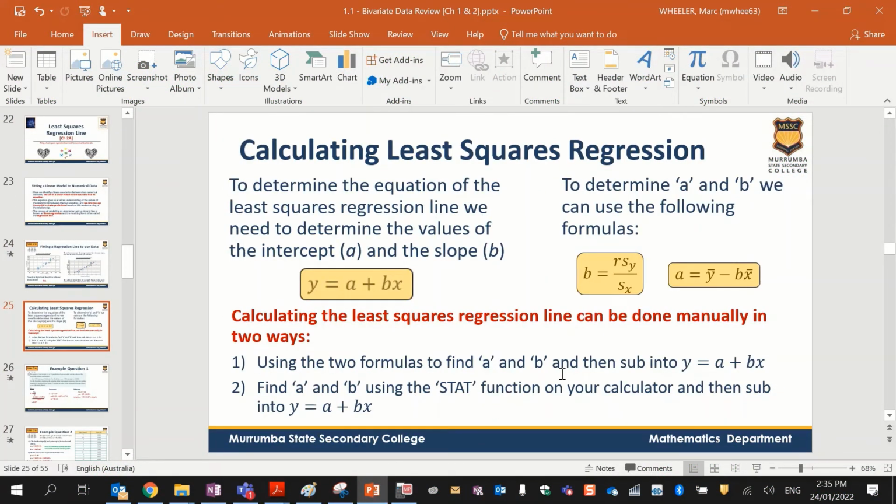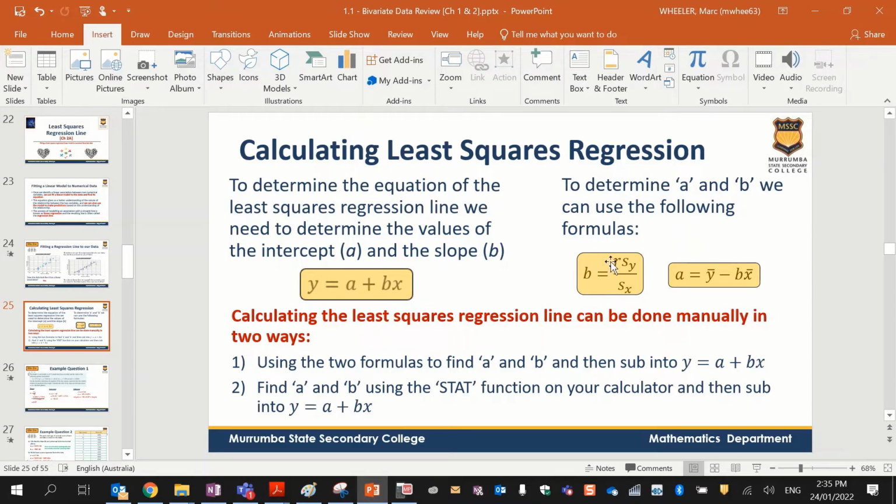To calculate the least squares regression, to determine the equation of that line, which is the name of that line, you need to be able to determine the values of the intercept a and the slope, which is b. So this is the formula, y equals a plus bx. To determine a and b, we can use these formulas.